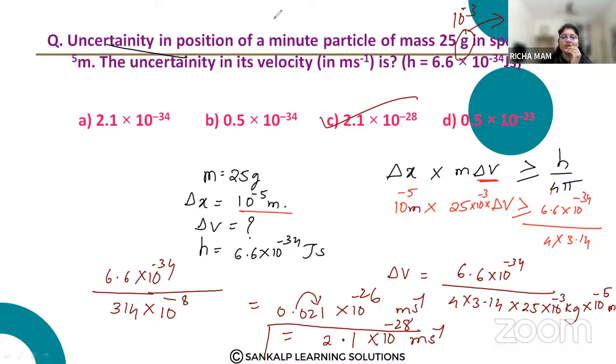Everybody got the same. So remember the formula for uncertainty, the Heisenberg principle, very important. A question can be asked for theory also, a 2 marks question: What is Heisenberg uncertainty principle? Okay, one more question.